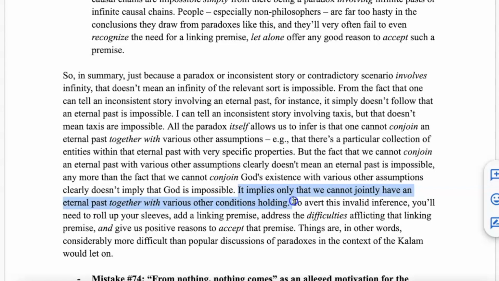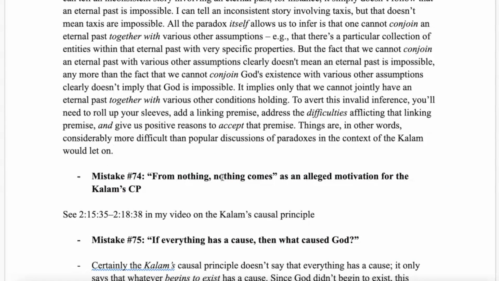To avert this invalid inference, you'll need to roll up your sleeves, add a linking premise, address the difficulties afflicting that linking premise, and give us positive reasons to accept that premise. Things are, in other words, considerably more difficult than popular discussions of paradoxes in the context of the Kalam would let on. Alright, on to mistake number 74.